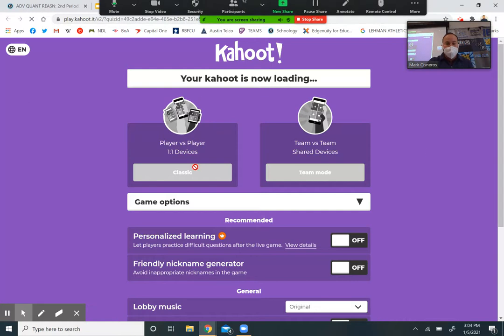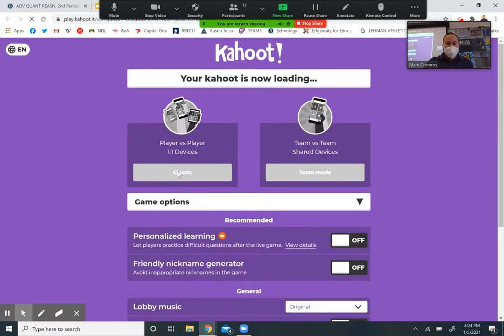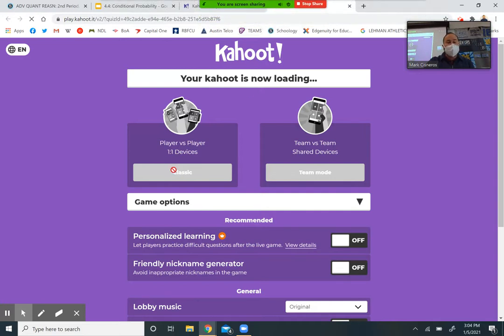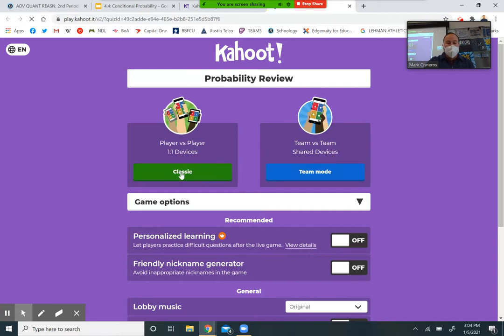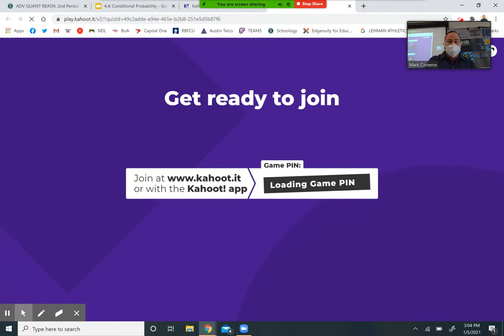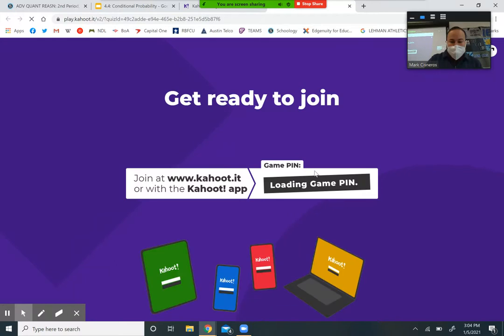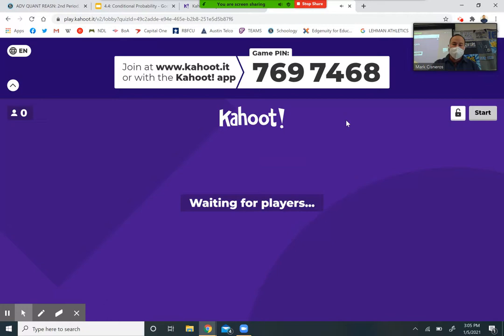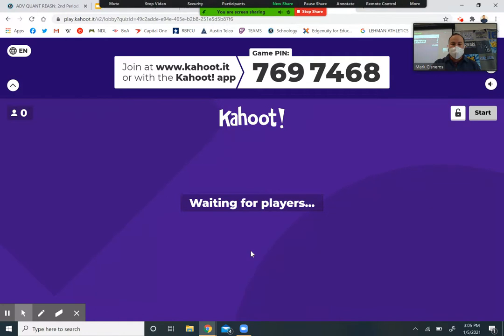Maybe I should have clicked this earlier. Yeah, I'm trying to get it to load. Okay, there it goes. Loading game pin. Dang, super slow. This is way slower than even earlier. There it goes. All right, there's the pin.